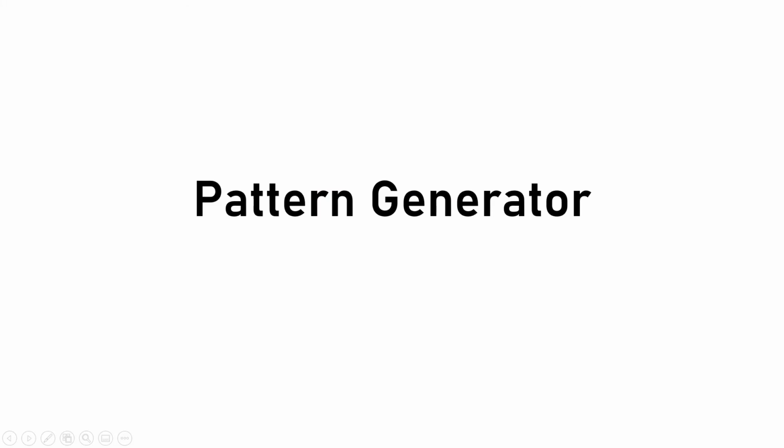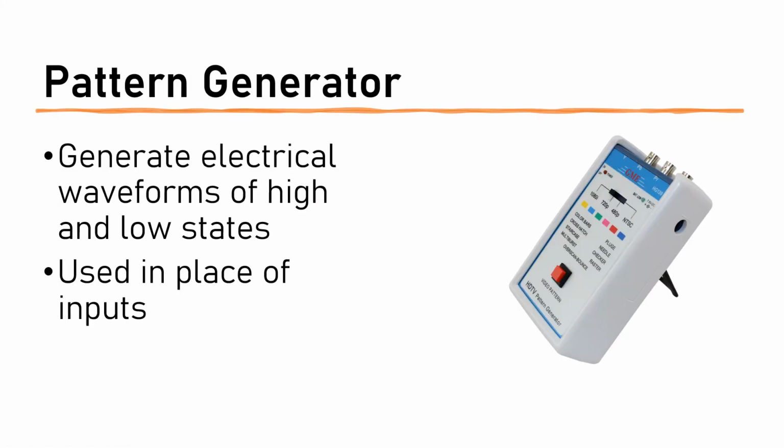A pattern generator is a piece of equipment used to generate digital electronic stimuli, which are electrical waveforms varying between high state and low state voltages, represented respectively by 1s and 0s. The pattern generator is used in place of inputs of a digital electronic device.